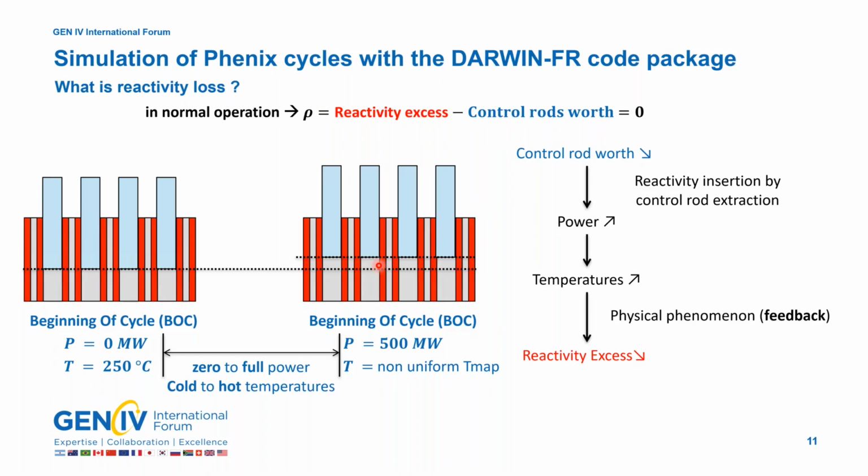As the power increases, the temperature increases, and with some physical phenomena like the Doppler effect or thermal expansion, all grouped as feedback, the increase of the temperature will affect the reactivity excess, which will decrease. This decrease will equalize the control rod worth so that you are in a critical state again, but at a higher power. For example, at full power, your reactor is at 500 megawatts. So now you are producing power. What happens?